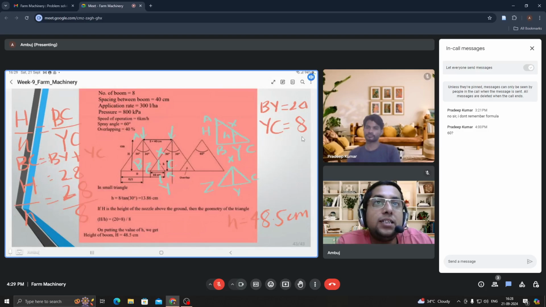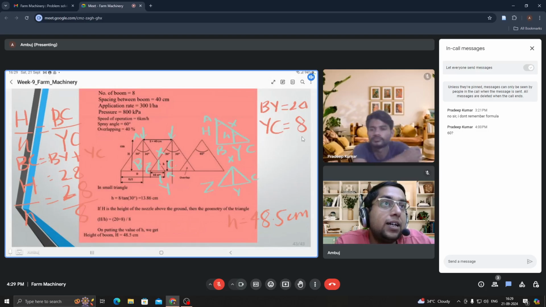And BC is the sum of two lengths, that is BY plus YC. So BY value I have calculated as 20, half of 40, because everything is symmetrical. Then YC value is 8. BY plus YC I got as 20 plus 8, 28. Then I have put it in the equation and I have got the value of capital H as 48.5 centimeters.